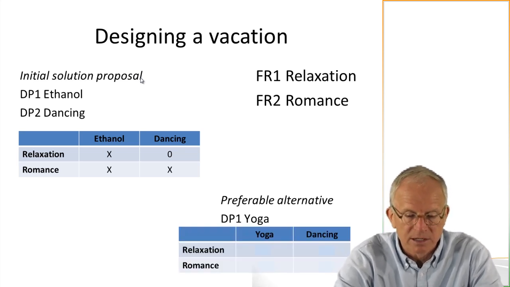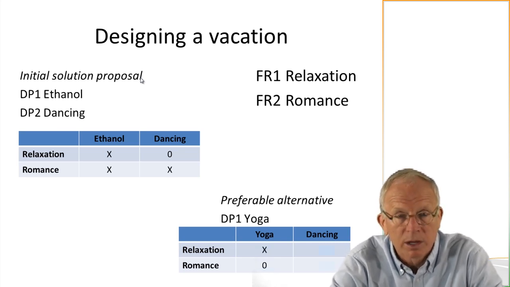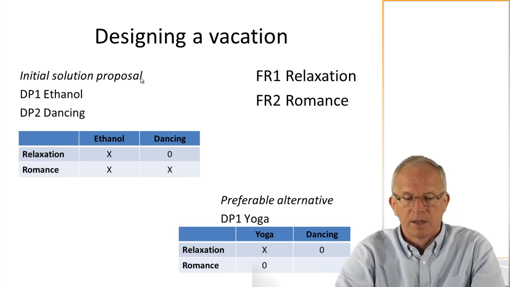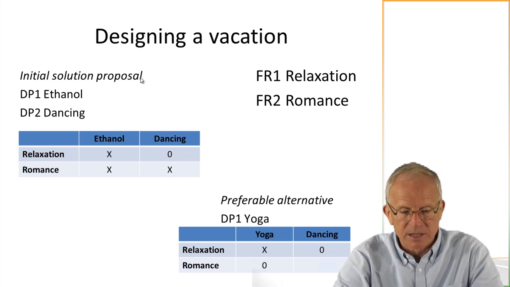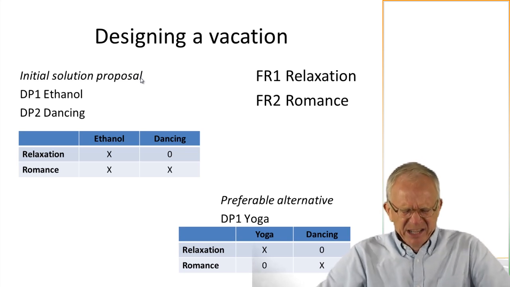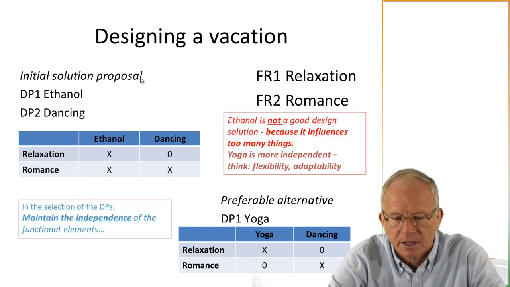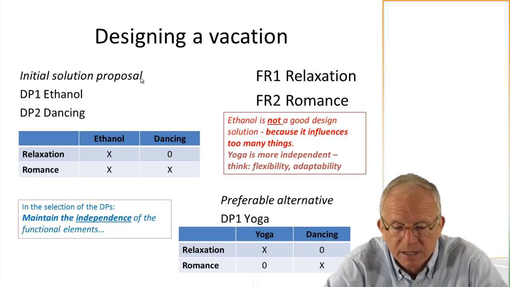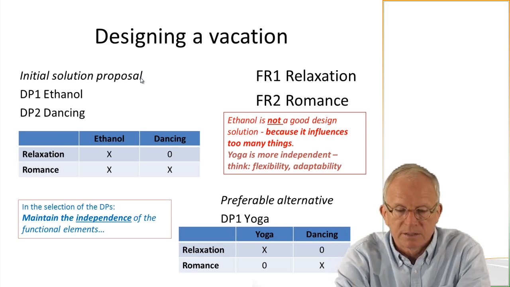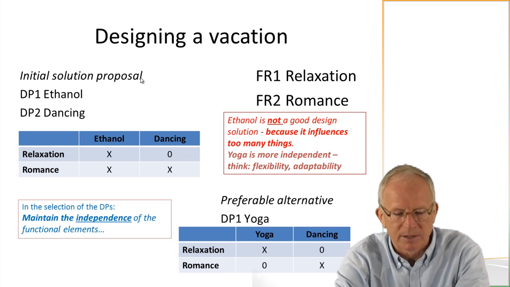So yoga is intended to influence the relaxation. Let's suppose that it does, and then yoga will not negatively influence the romance. So dancing still does not influence the relaxation, and is intended to influence the romance. Now, ethanol is not a good solution, even though it may be a good solvent, because it influences too many things. Yoga is more independent, so think flexibility, adaptability, sort of like yoga.